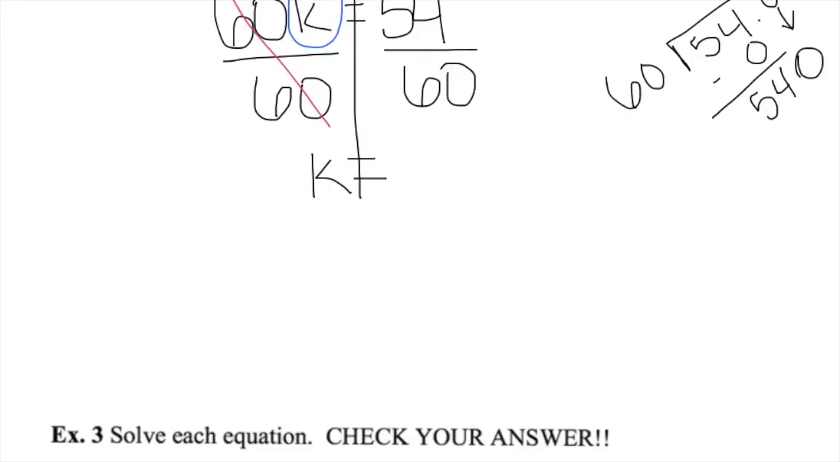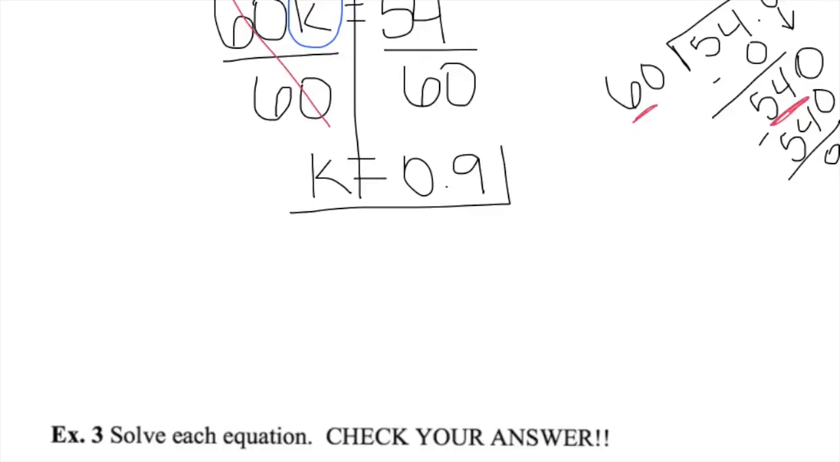Because both numbers end in 0, I'm just going to go ahead and look at 6 and 54. I know that 6 goes into 54 9 whole times. So 9 times 60 is 540. Okay, so my answer would be 9/10.